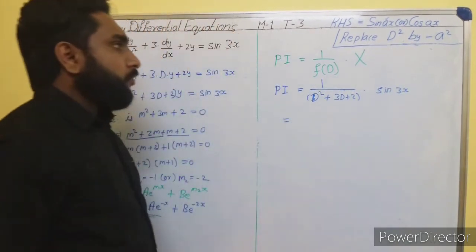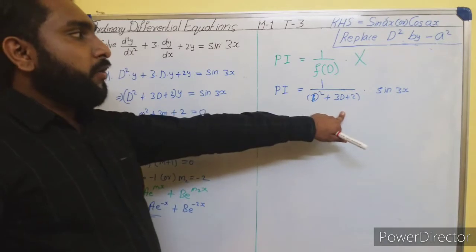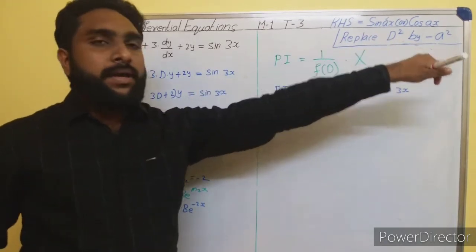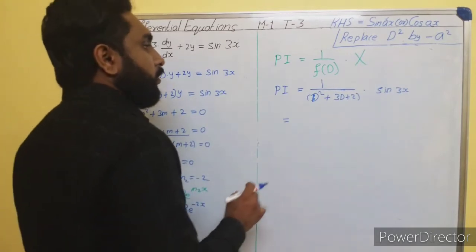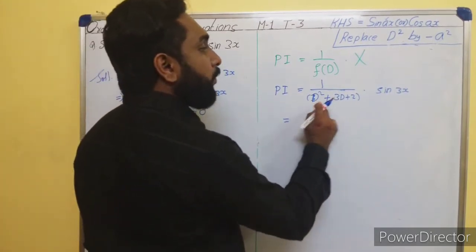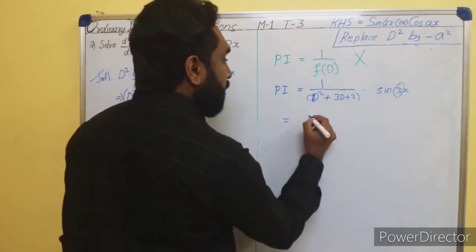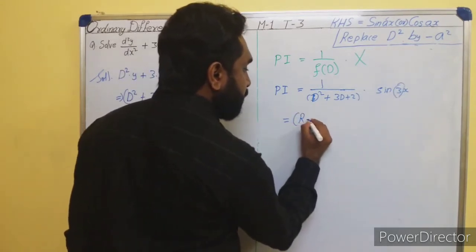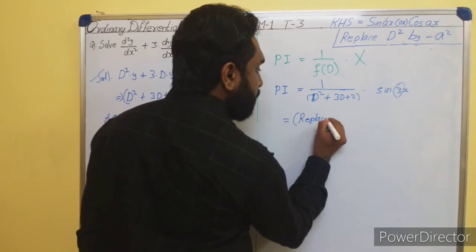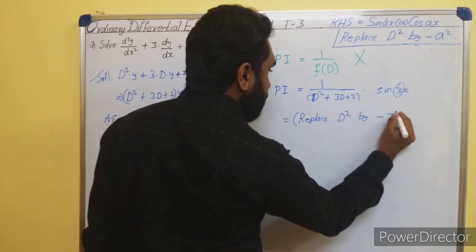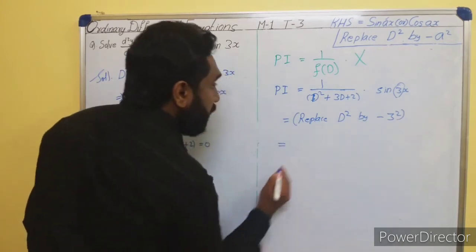So when finding the particular integral, we do have the formula that we have to replace D square by minus a square. So let's replace this D square by minus a square. So what is the value of a here? It is 3. So replace D square by minus 3 square, as the value of a equal to 3.